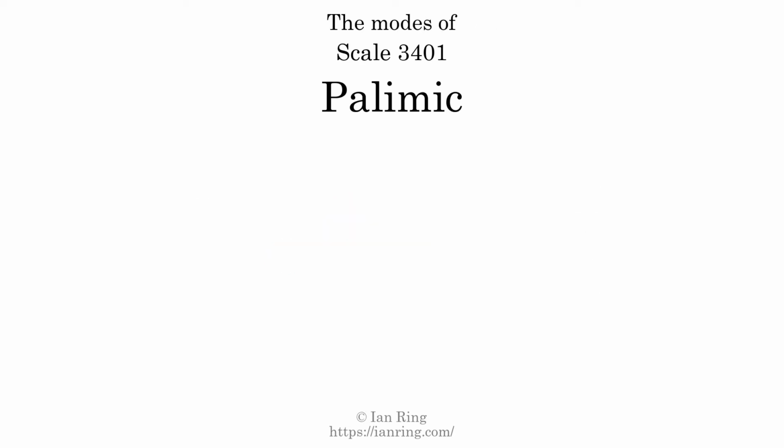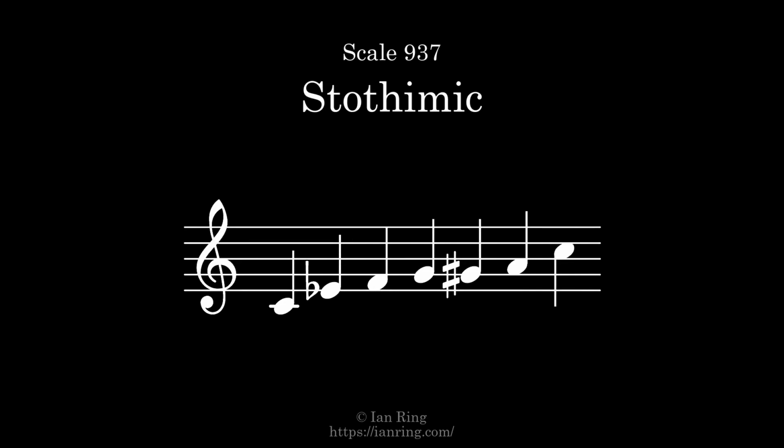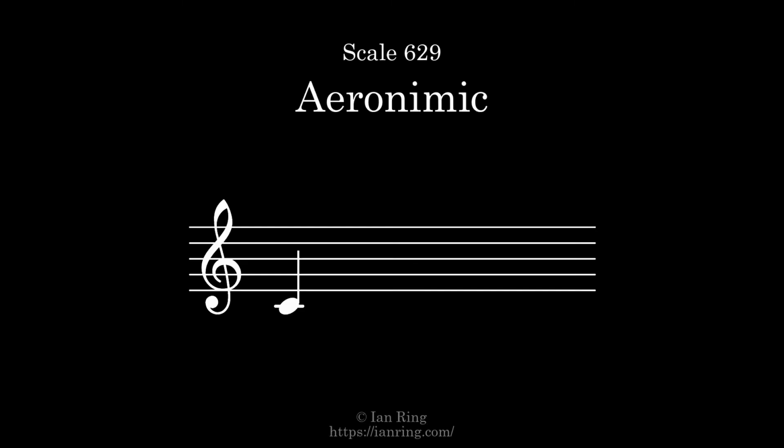This scale has 6 modes. The first mode is itself. The second mode is scale 937, also known as Palimic. It sounds like this. The third mode is scale 629, also known as Aeronamic. It sounds like this.